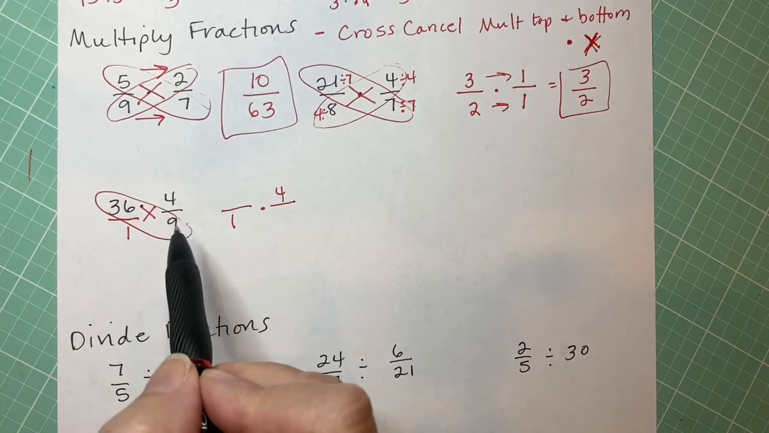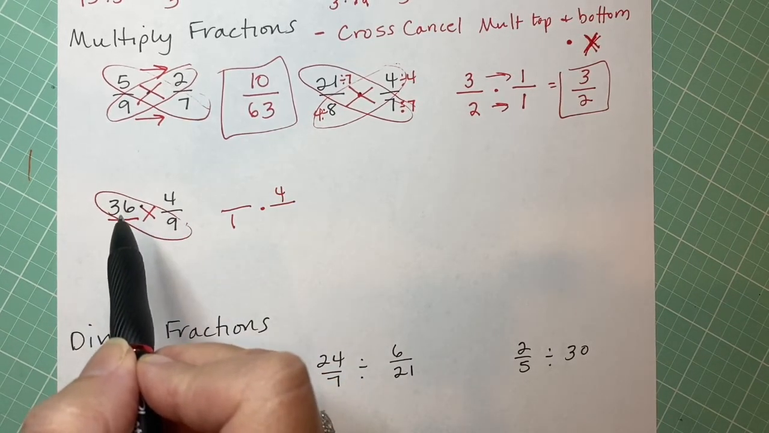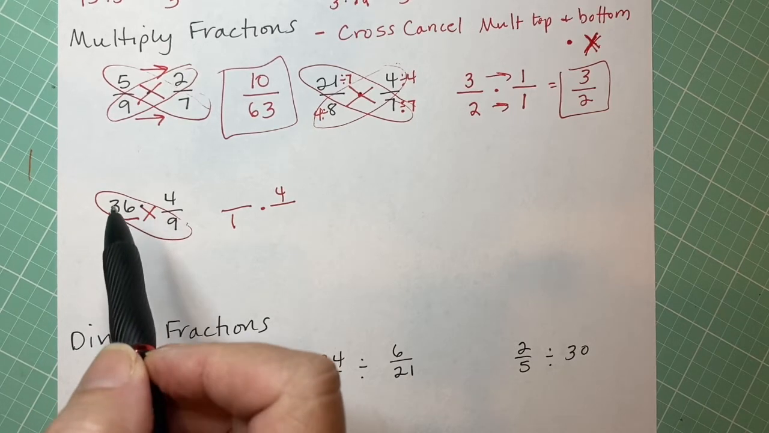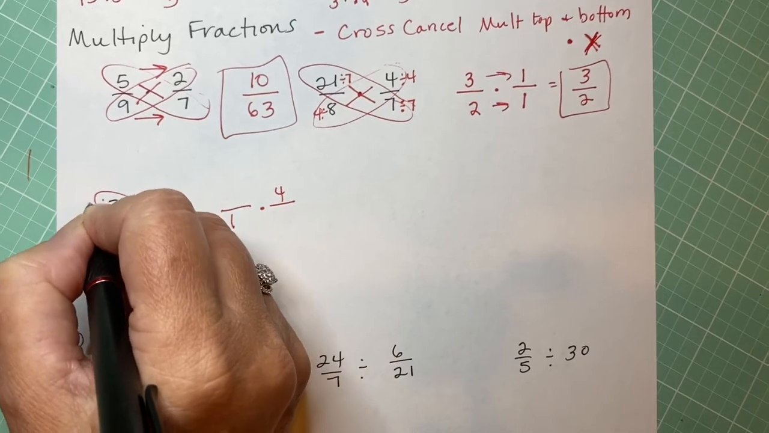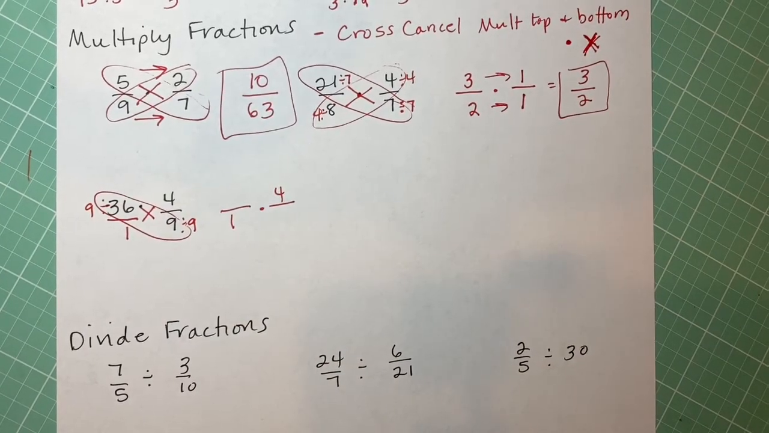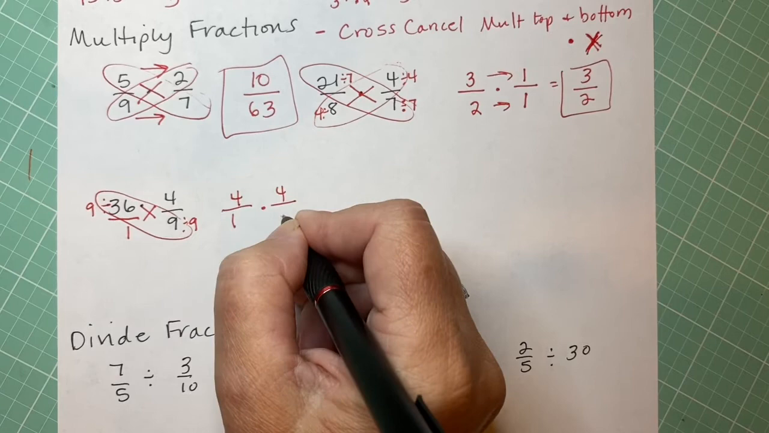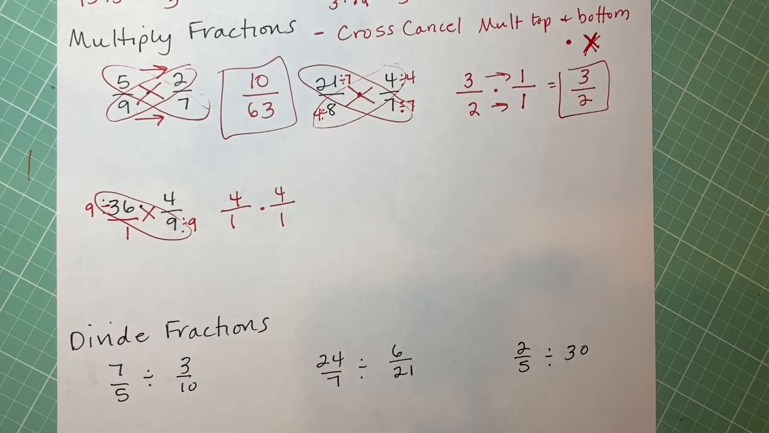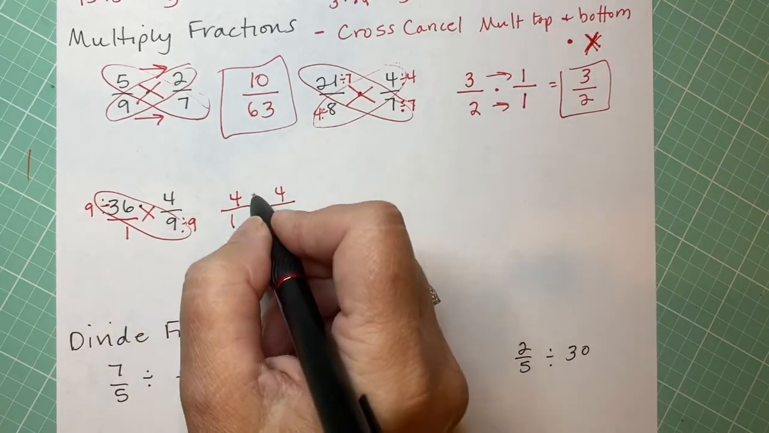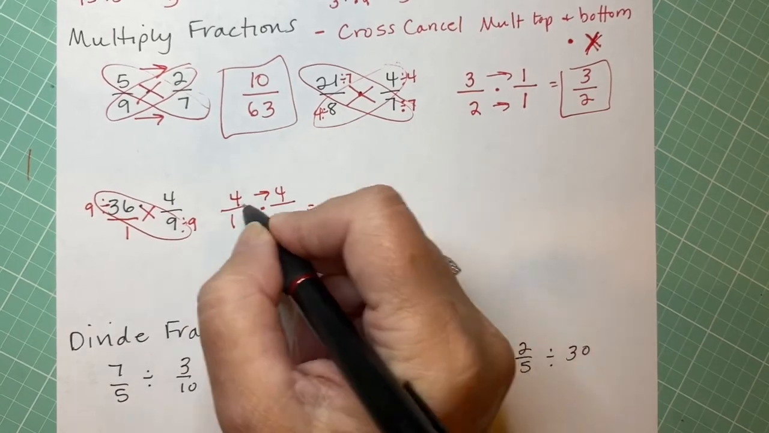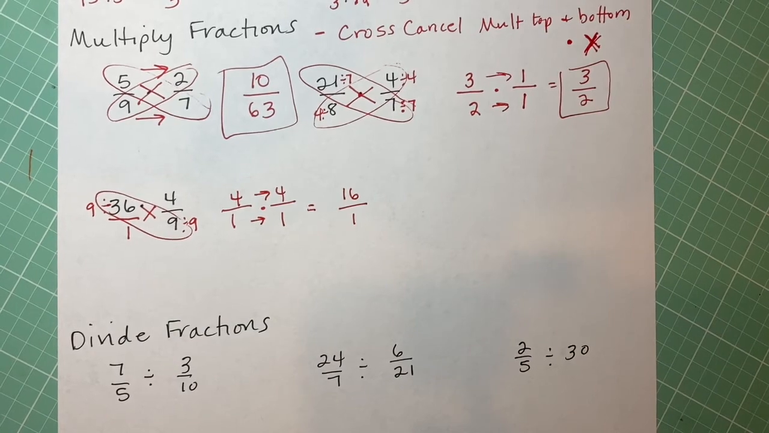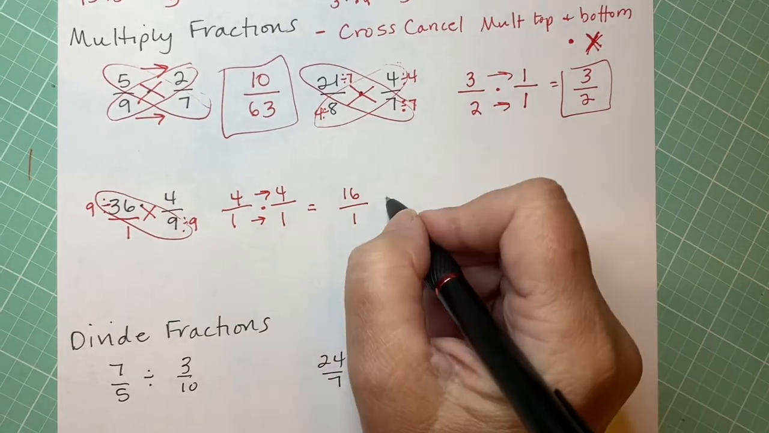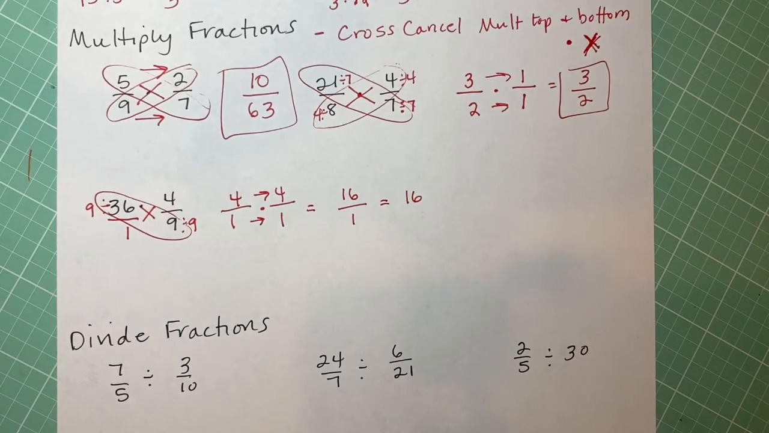So you go to the smaller number, 9. Will 9 divide evenly into 36? Yes, 9 times 4 is 36. So we're going to divide the bottom by 9 and the top by 9. So 36 divided by 9 is 4. 9 divided by 9 is 1. So we cross cancel. Then we multiply across the top and the bottom. 4 times 4 is 16. 1 times 1 is 1. And you can leave it like that, 16 over 1, or most people will change that to a whole number of 16. So either way is correct.